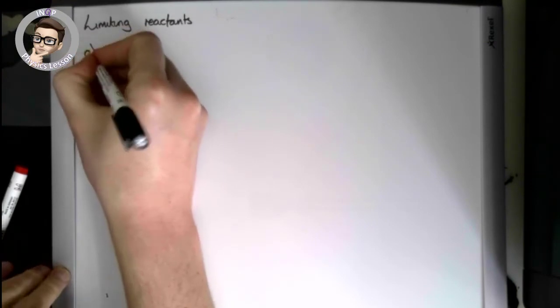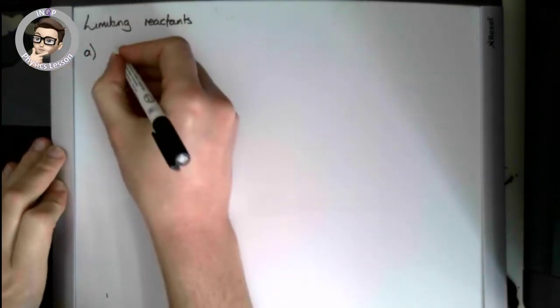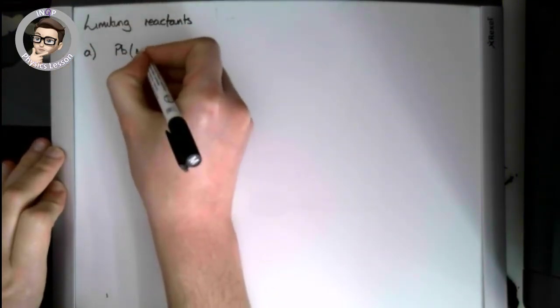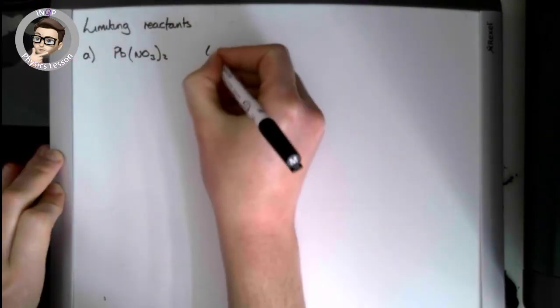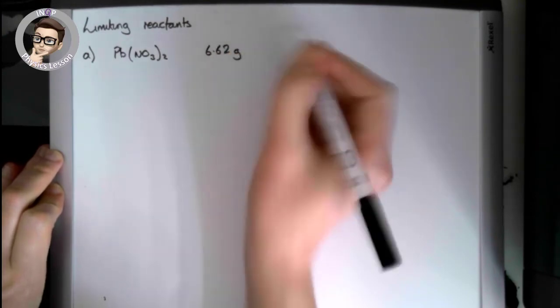Okay, well done, ladies and gentlemen. Let's have a go at the question itself. Okay, so part A. These are straightforward ones, hopefully. Pb(NO3)2. And we know we've got 6.62 grams of it.